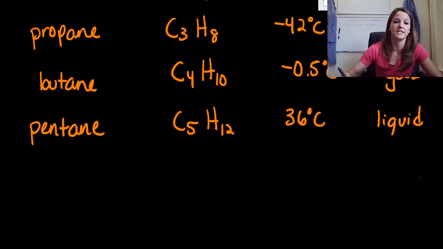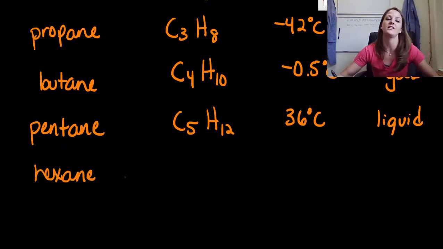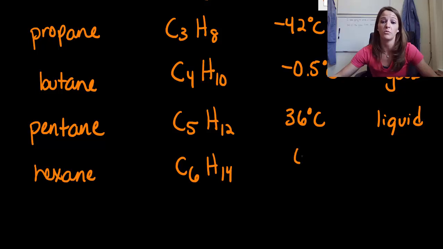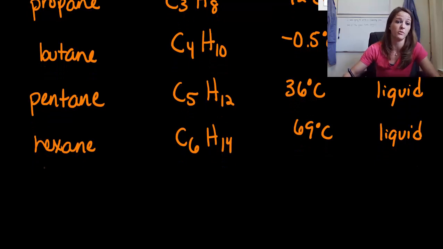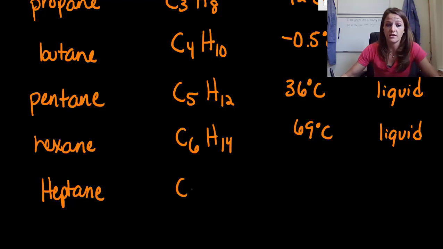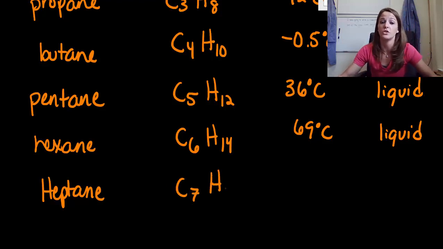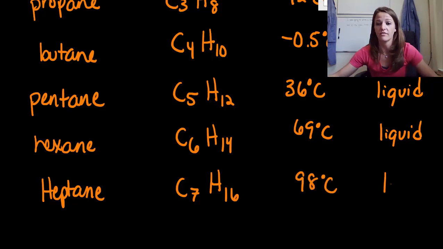Moving on. Hexane. Most of the time you're going to hear this pronounced as hexanes with an S at the end, but for our course, hexane is fine. So C6, 6 times 2 is 12, plus 2 is 14. This has a boiling point of 69 degrees Celsius, definitely a liquid. Okay, you will smell hexanes a lot in nail polish remover or any type of nail polish. Heptane is next. This is C7, and then we have times 2, so 7 times 2 is 14, plus 2 gives us 16. This has a boiling point of 98 degrees Celsius. This is definitely a liquid.